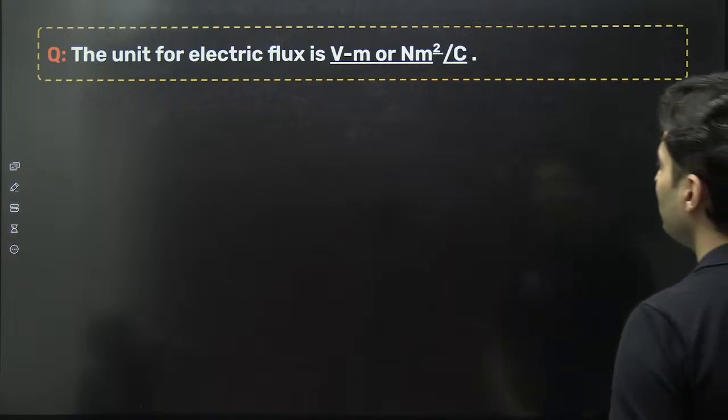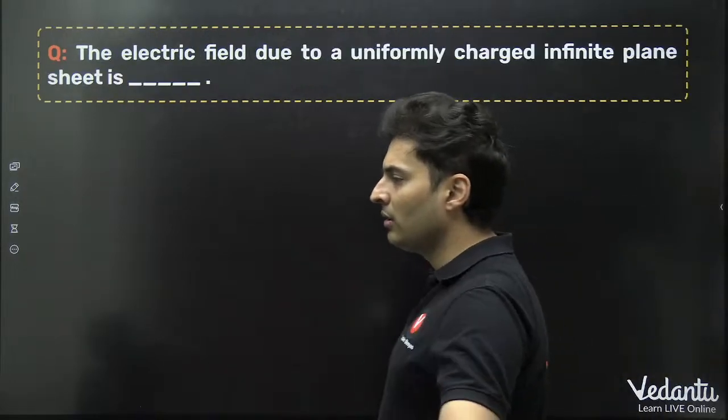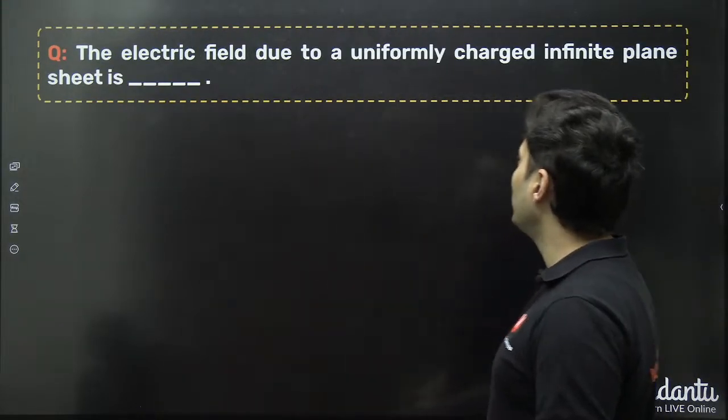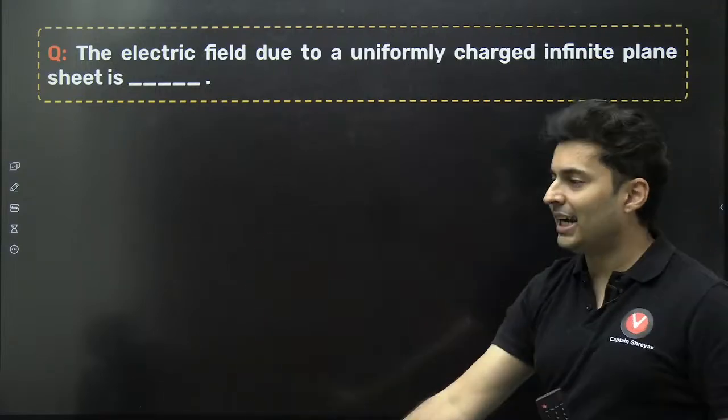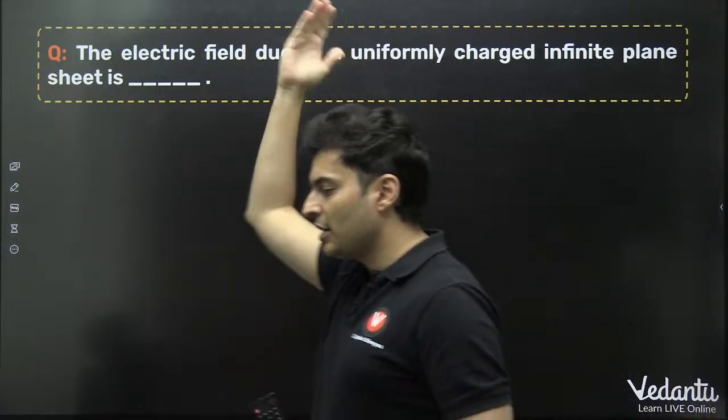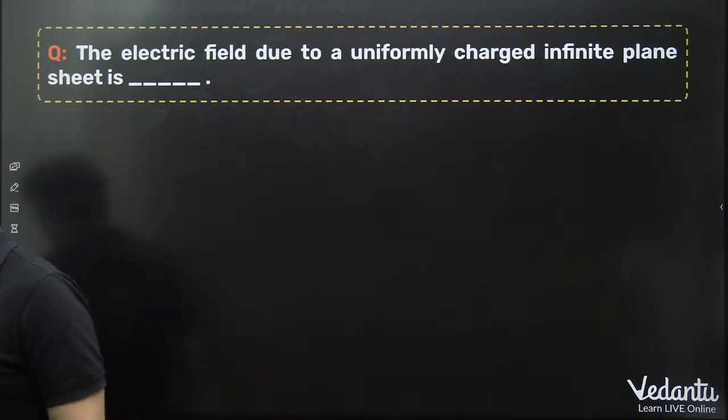Okay, volt per meter, Newton meter square per Coulomb. That is the answer. Moving on to the next one. The electric field due to a uniformly charged infinite sheet. What do you think is the answer?